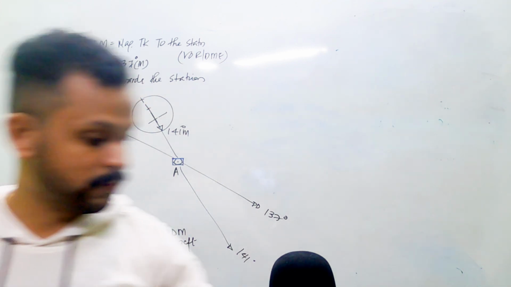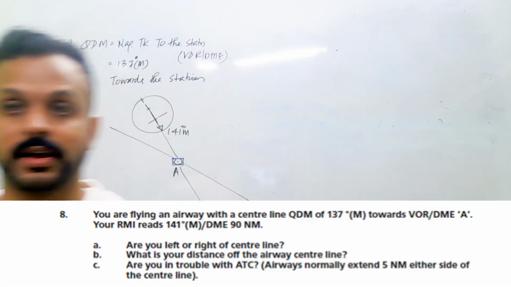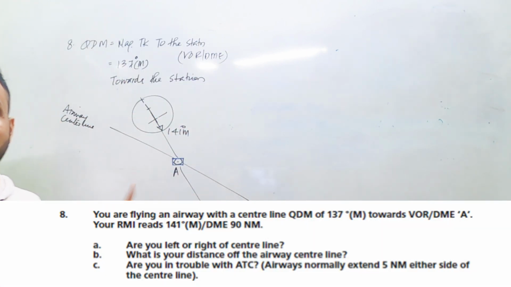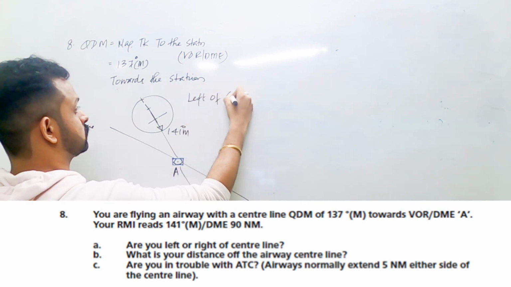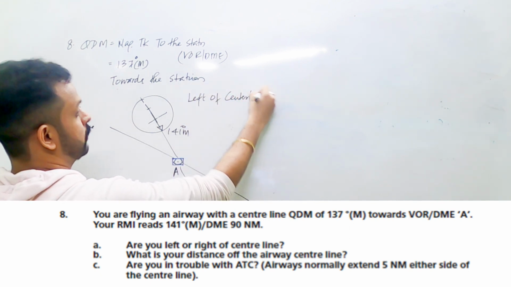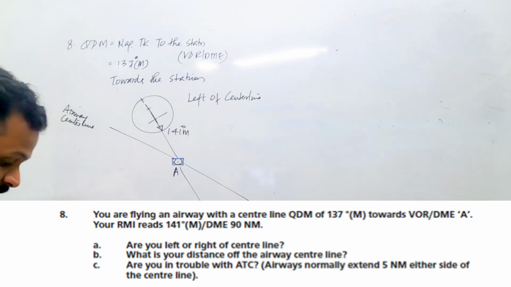You are asked to find out in the first question, are you left or right of center line? So what do you think? Are you left or right? I'm left of center line. Remember, it depends upon where you place the aircraft. If you go wrong on placement, this answer will go wrong.